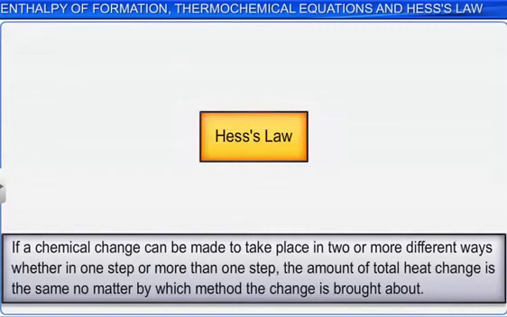Hess's law states that if a chemical change can be made to take place in 2 or more different ways, whether in one step or more than one step, the amount of total heat change is the same no matter by which method the change is brought about.